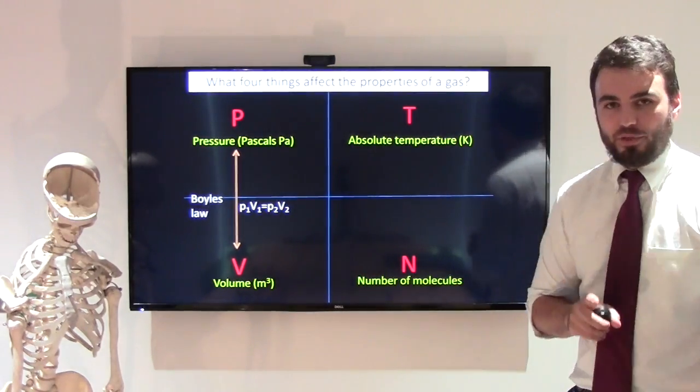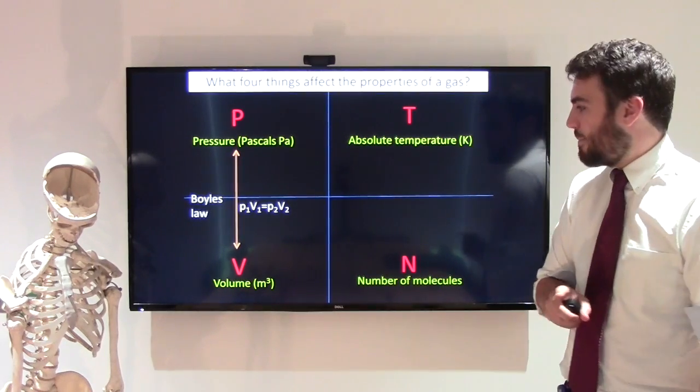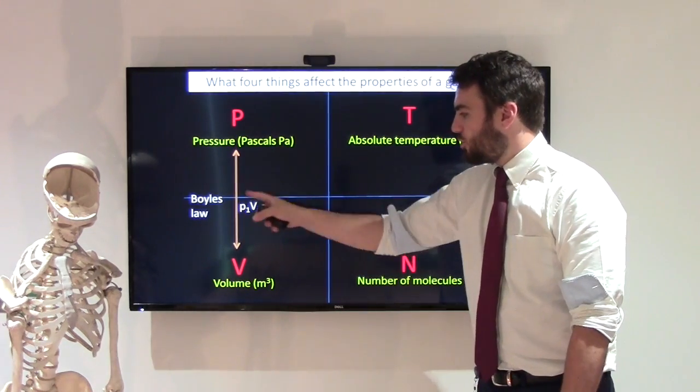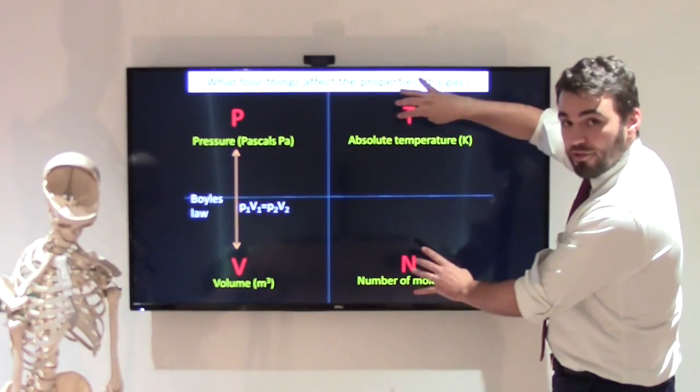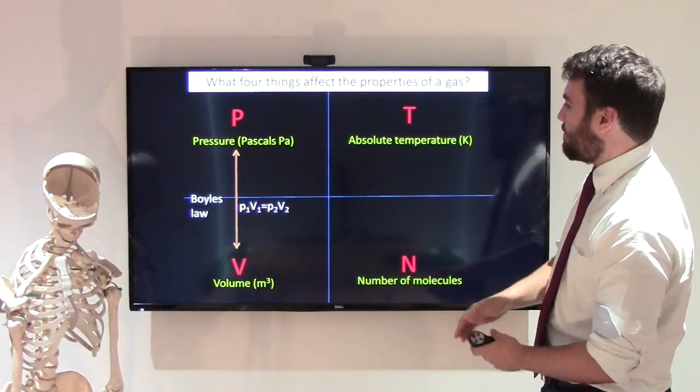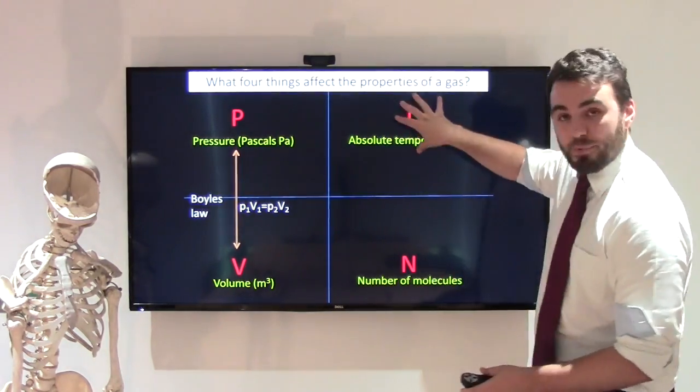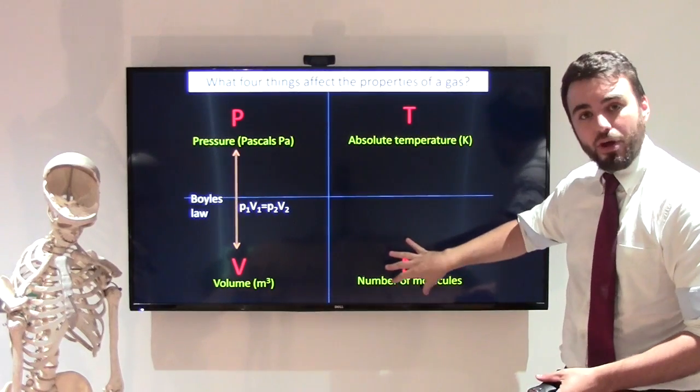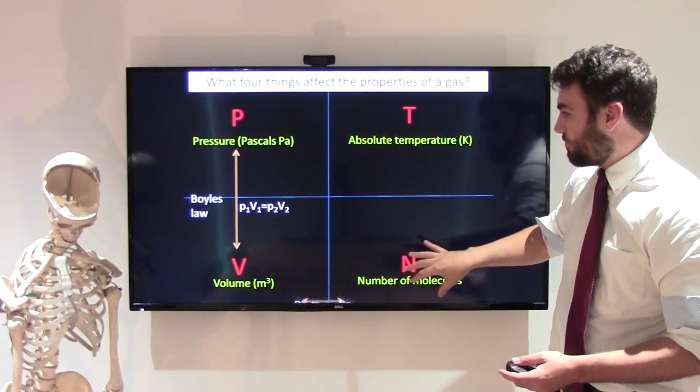And they might ask you about some assumptions. So what assumptions have I made? Well, if this is true, like I said, these two must be constant. So your assumption is that absolute temperature is constant and the number of molecules is constant.